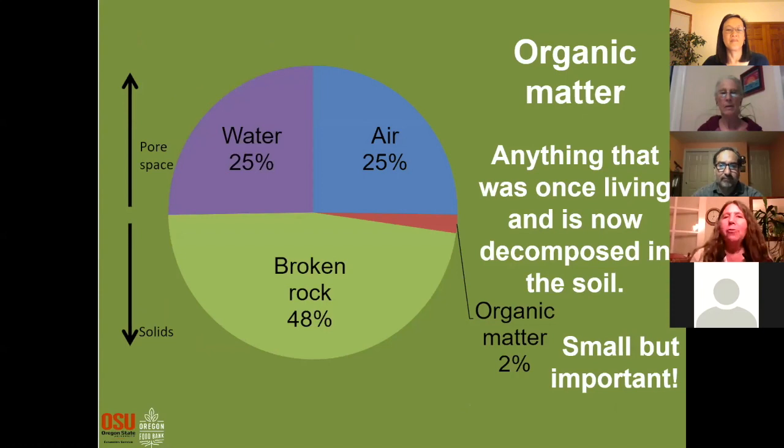So here's a pie chart that shows what the soil looks like. And as you see, that water and air is half of that soil. And then the broken rock takes up a whole bunch of space in that soil. And that organic matter is just a little tiny sliver over there. It is a really small amount of material in that soil, but it's really, really important.